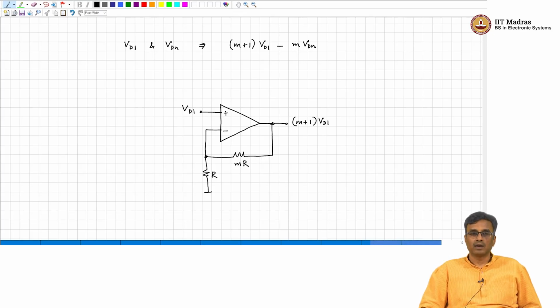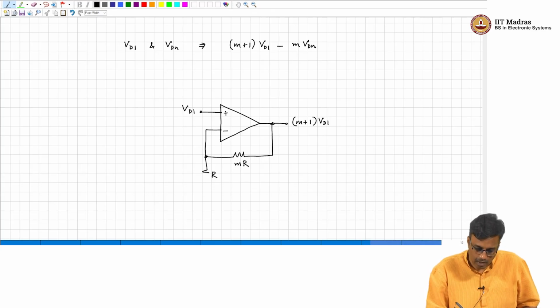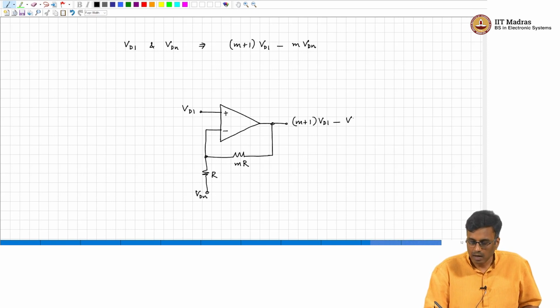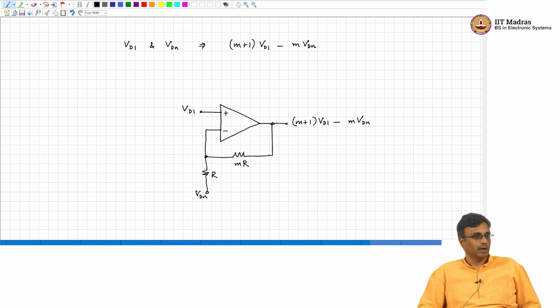How do we get minus m times VDN? Connect VDN at? Very good. So, basically if we put VDN here, then this will be minus m times VDN, very good. All right. So, now the question is we need to put diodes to generate that VDN and VD1.